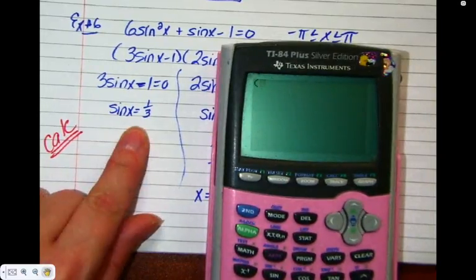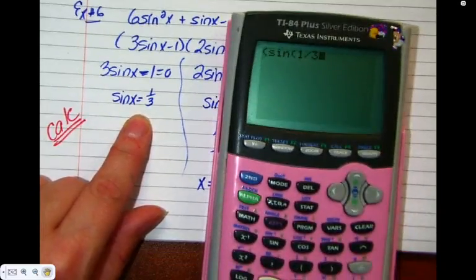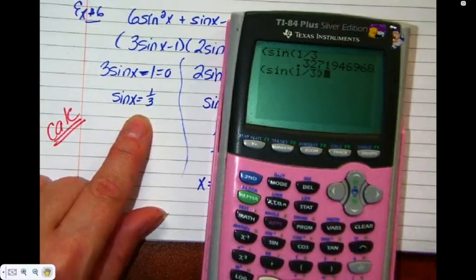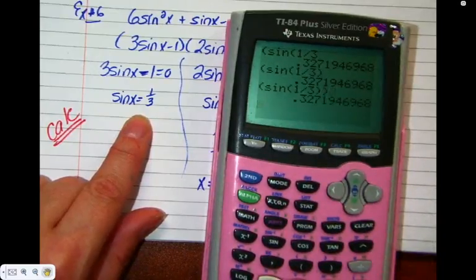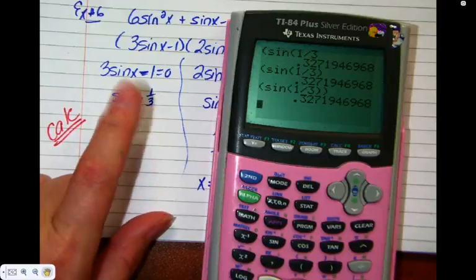How do I type this into my calc? Sine 1 divided by 3. Oh, bracket. Oh, 2 brackets, okay. I don't know. It's old. I'm waiting for someone to fix the mistake.